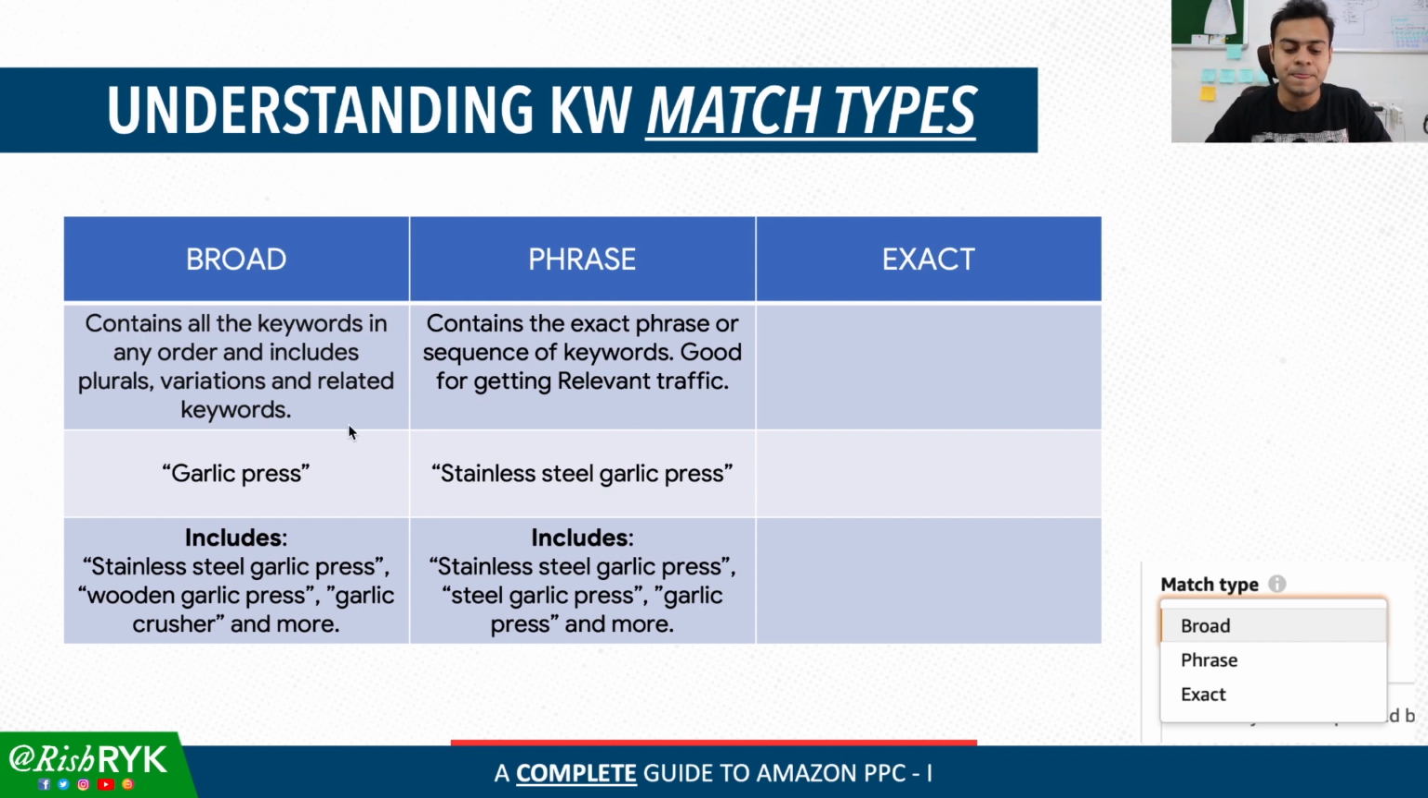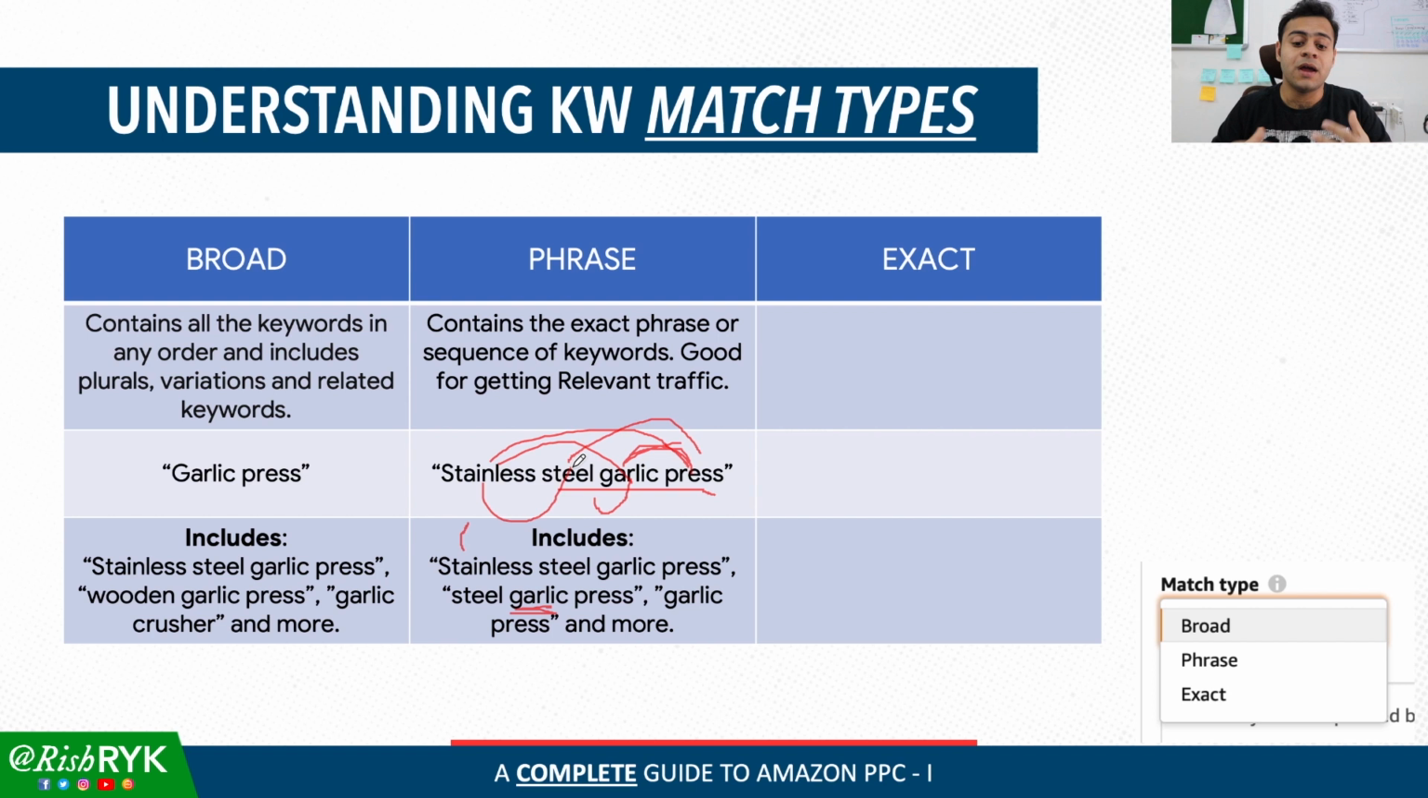stainless steel garlic press, steel garlic press. Basically, the first one is of course exactly what the keyword was. The second example here is steel garlic press, which is part of the phrase, and the third example is basically garlic press. So all of these different kinds of keywords are going to show your ad to the customer. Logically, even if you search for stainless press, or steel press, or stainless garlic, or steel garlic, or stainless steel, your ads would still show up.